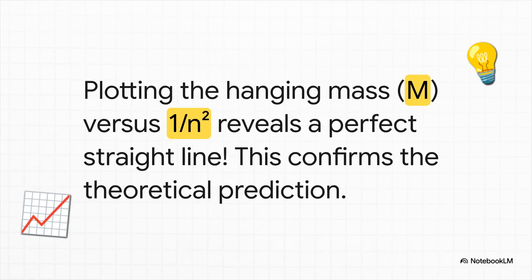If you try to plot the mass versus the number of antinodes, you just get a weird curve. But, and get this, if you plot the mass versus 1 divided by the number of antinodes squared, boom, everything snaps into place. You get a perfect, beautiful, straight line. This is it. This is the proof that our theory was right all along. That hidden relationship was there, we just had to visualize the data in the right way.